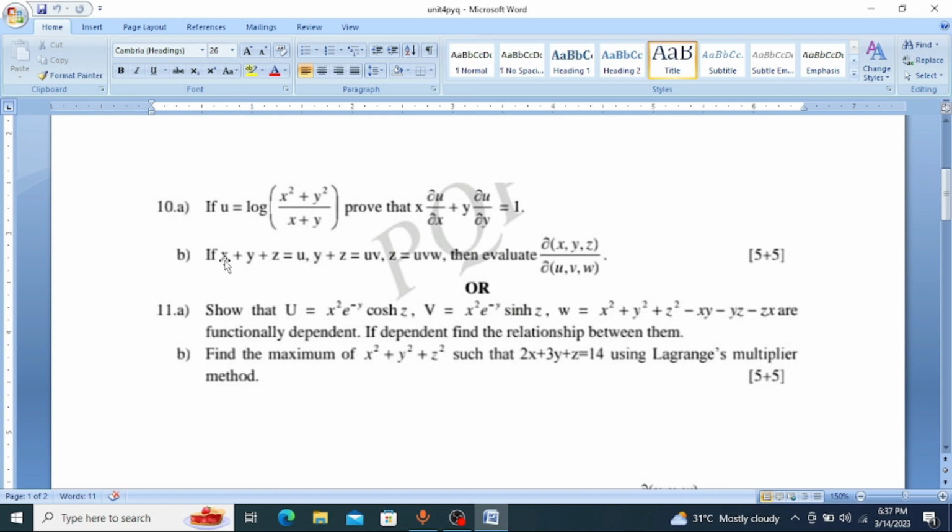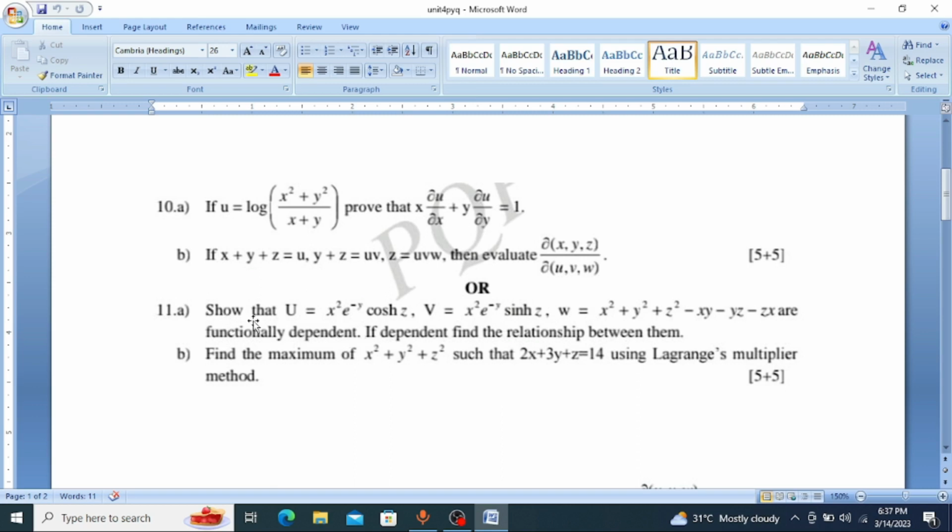Then similarly find the equation for the x, substitute the values of y and z in the equation 1, then you will get the equation of x in terms of u, v and w. Then differentiate the equations x, y and z with respect to u, v and w, then find the Jacobian, you will get the final answer.